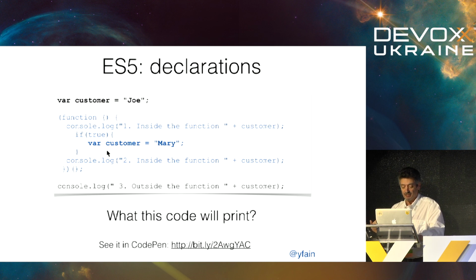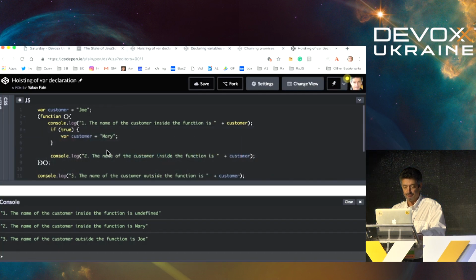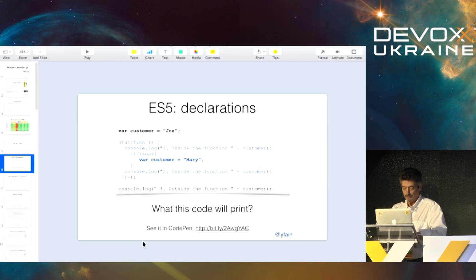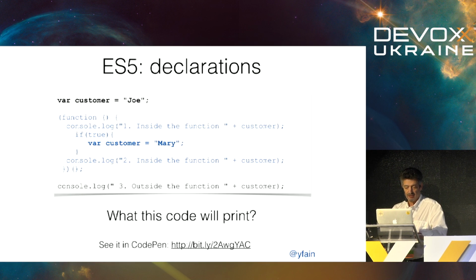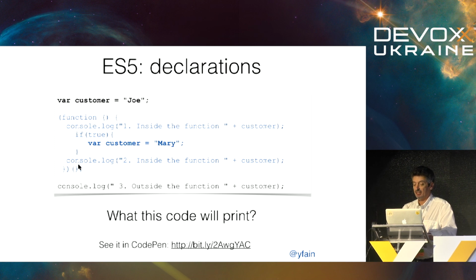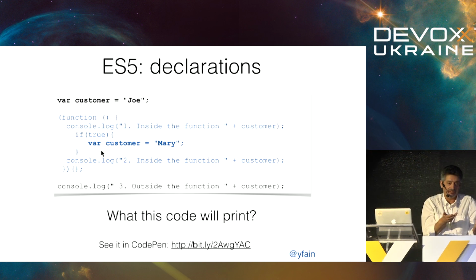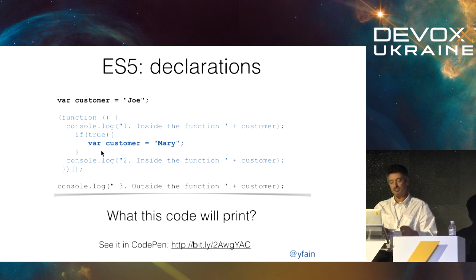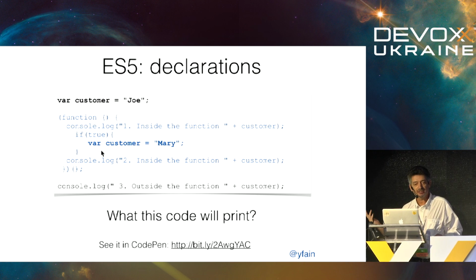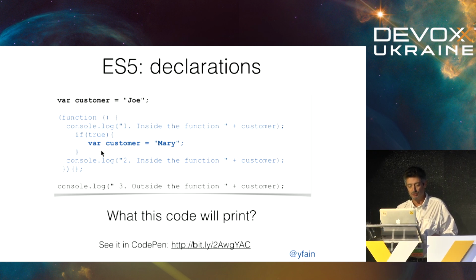The other thing is, as you saw in there, the name of the customer inside of the function is Mary, and then Joe. So what did we have there? Look, this print statement is outside of this block, right? So in Java, it wouldn't see Mary. In JavaScript, ECMAScript 5, it doesn't work that way, so it still can see it. So there is no block scope support.